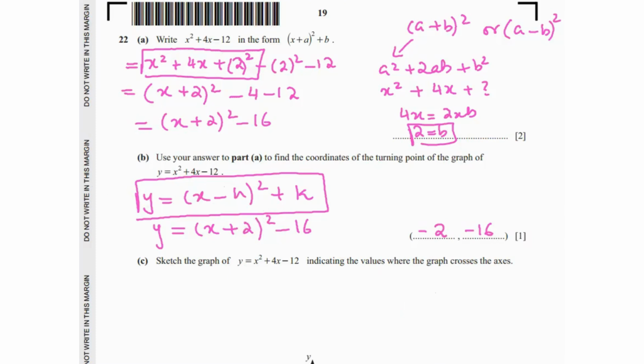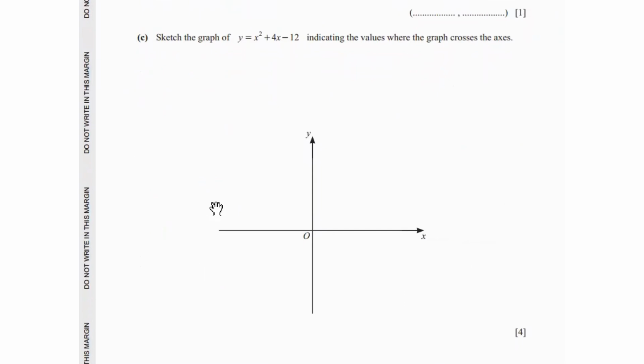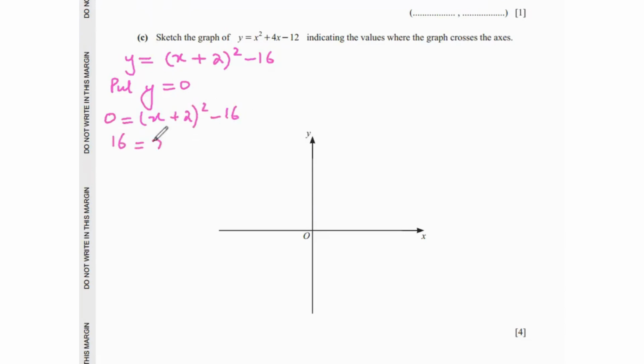Then it's asking us to sketch the graph indicating the values where the graph crosses the x-axis. So we need the x-intercepts. So for that, we use the completing square form, which is y equals x plus 2 squared minus 16. You put y equals 0. That gives us 0 equals x plus 2 squared minus 16. 16 equals x plus 2 squared. Square root both sides. Plus minus 4 equals x plus 2.